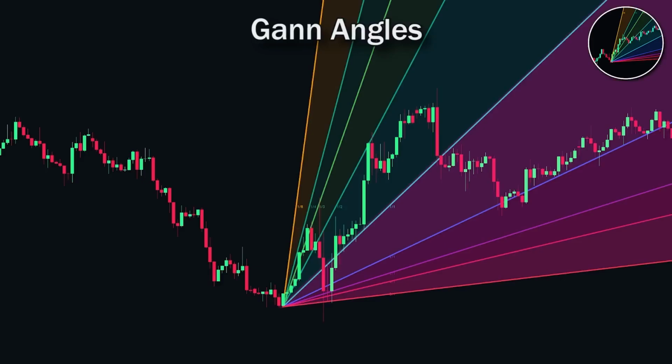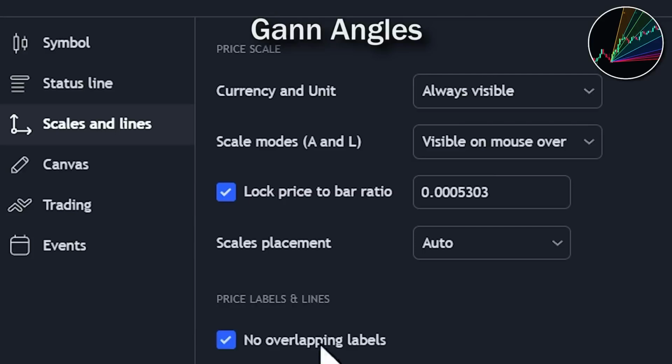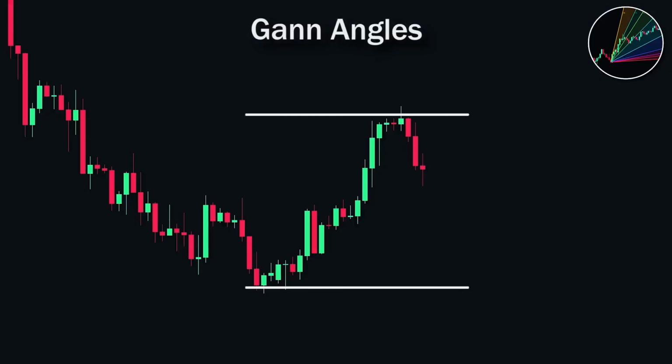To apply the Gann angles, first you go to settings, then make sure to check the lock price to bar ratio. Next, identify a market range and mark the swing low and the swing high of that range. Then draw a straight vertical line at the start of the range.